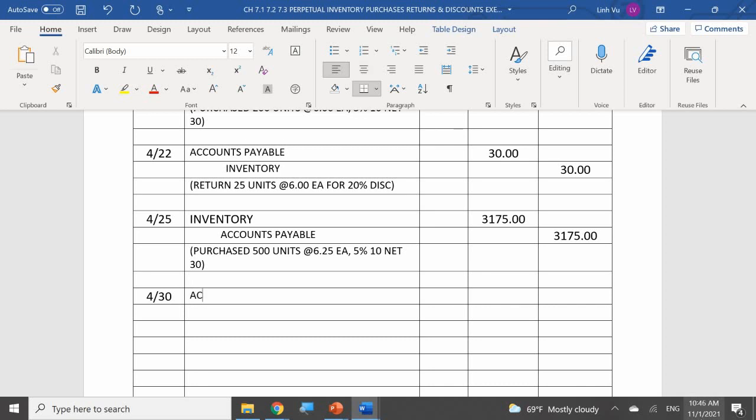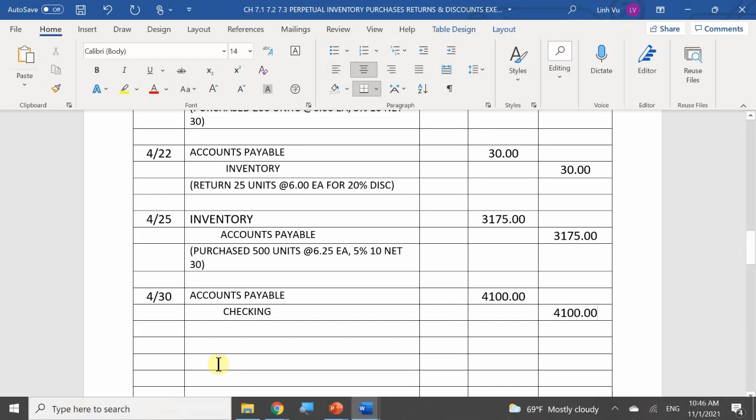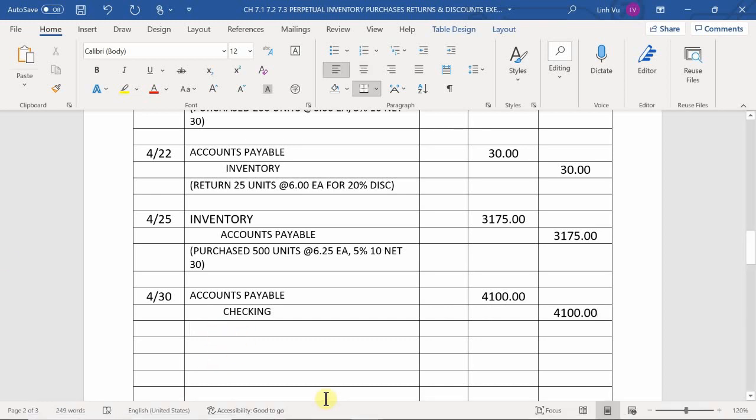Accounts payable, because that's what we owe. We owe 4,100 for the first batch of inventory. And if we're going to pay with a check, what account are we going to be taking out from? Good. Checking account, for 4,100. And of course, I'm going to make a note here.